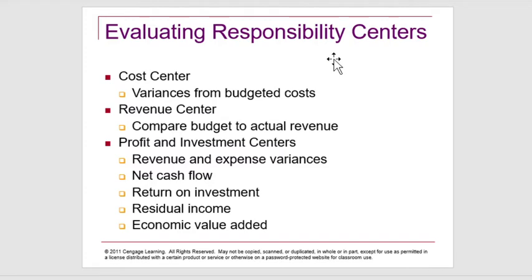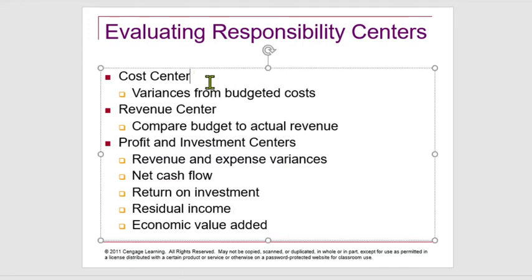When we are looking at the cost center, we look at variances. When we look at the revenue center, we also look at variances by comparing budget to revenue. While in profit and investment centers, we look at variances, but there are some other items that we will be focusing on, like the return on investment, the residual income, and economic value added.